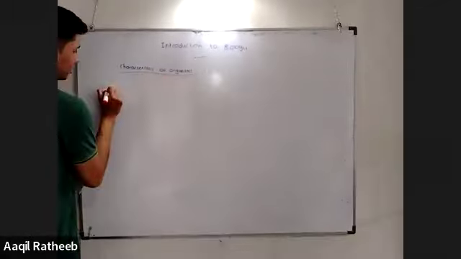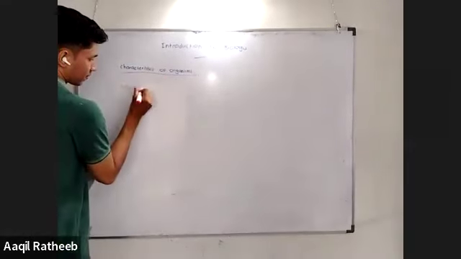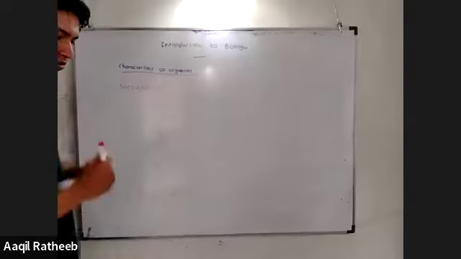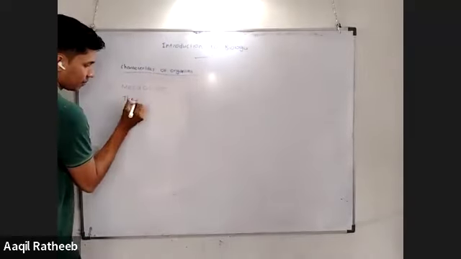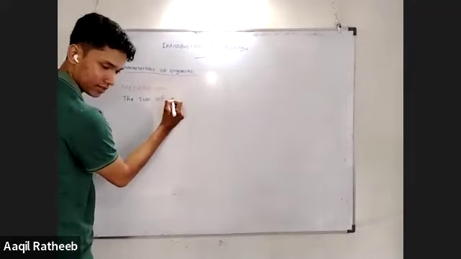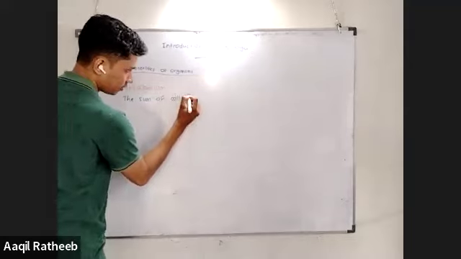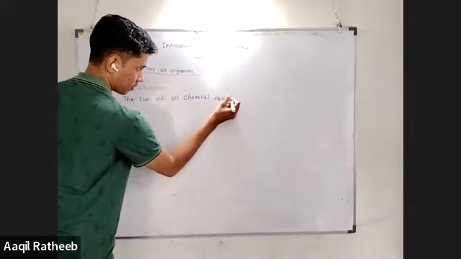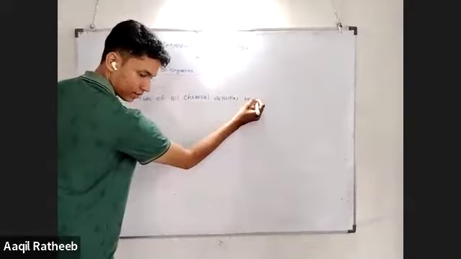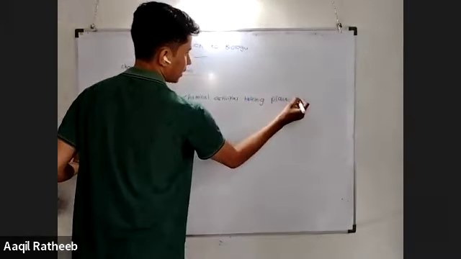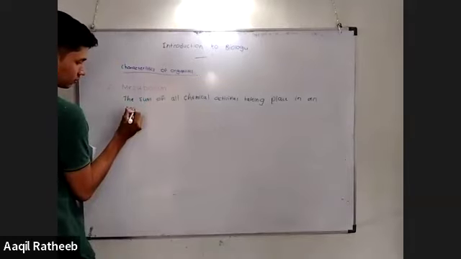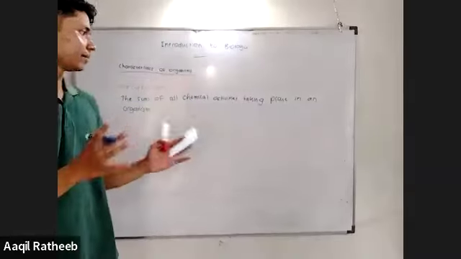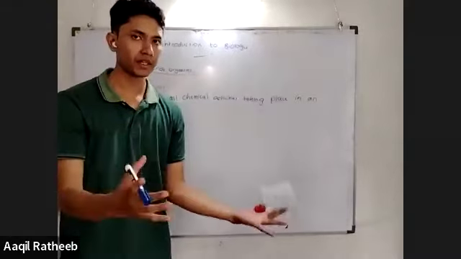The next thing is metabolism. Of course, you know it from your O levels. The definition of metabolism they have given in the source book is something you have to memorize. The sum of all chemical activities taking place in an organism. So metabolism means the sum of chemical activities taking place in the living organism.